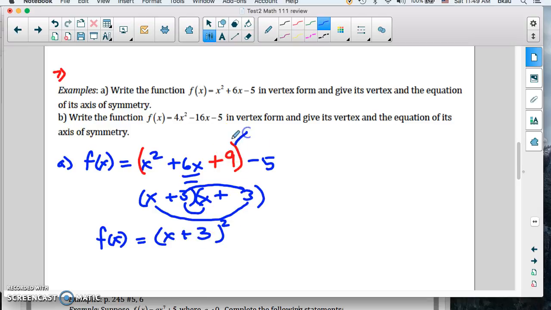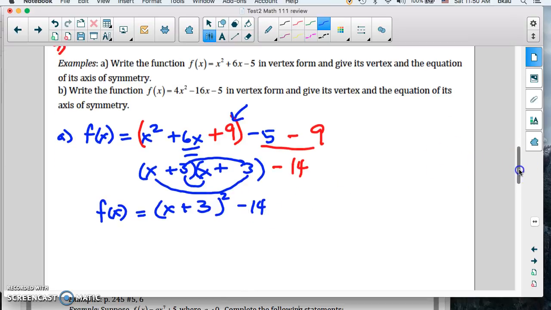Now, but I've added 9 to the problem, so that means I also have to subtract 9. I have to add and subtract the same thing. We can't change the value of this side. This 9 is used in the factoring. This 9 is going to be part of my translation. So we're going to have this minus 14 here at the end. So my final answer here would be x plus 3 squared minus 14. That's completing the square on the first one.